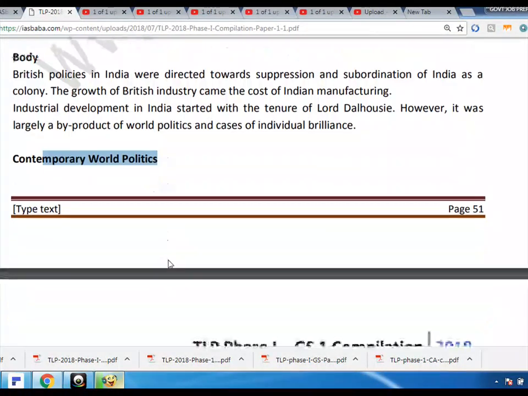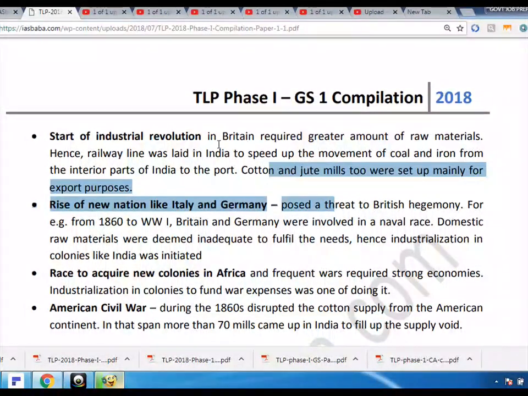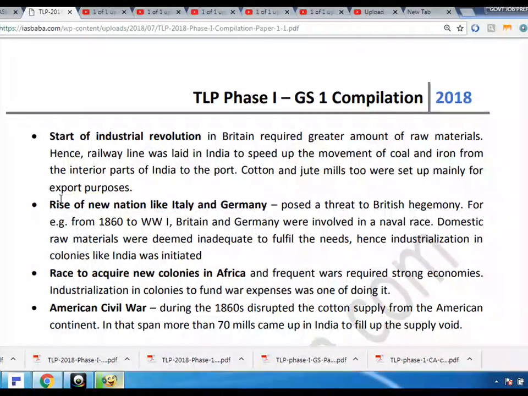Contemporary world politics. The start of the industrial revolution in Britain required a greater amount of raw materials. Hence, railway lines were laid in India to speed up the movement of coal and iron from the interior parts of India to the port. Cotton and jute mills were set up mainly for export purposes.